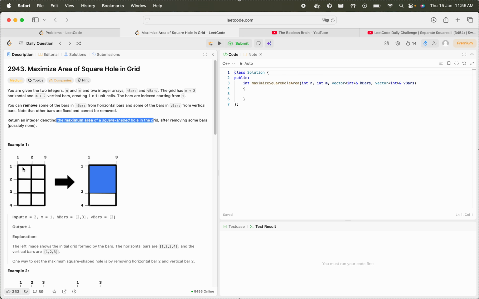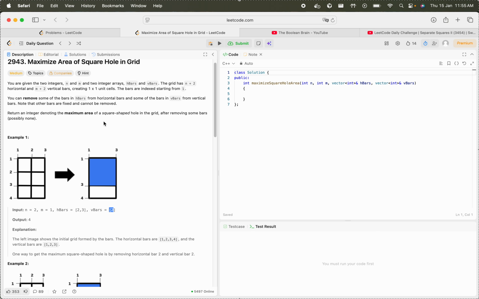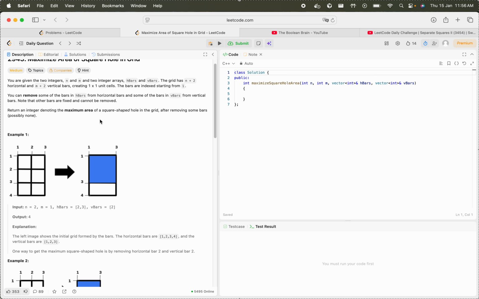And in order to make the maximum square shaped hole, we can remove some bars from hBars and some bars from vBars. So we are given this hBars and vBars, and we can remove some of the bars, and we have to come up with the maximum possible area of a square. There is no constraint on removing a minimum number of bars. We can remove any number of bars.